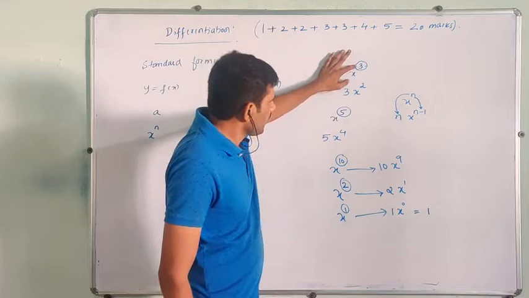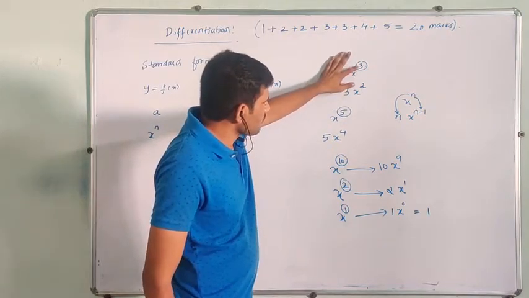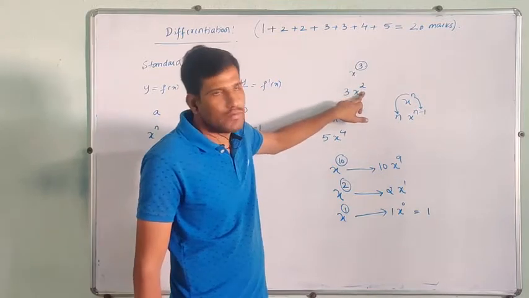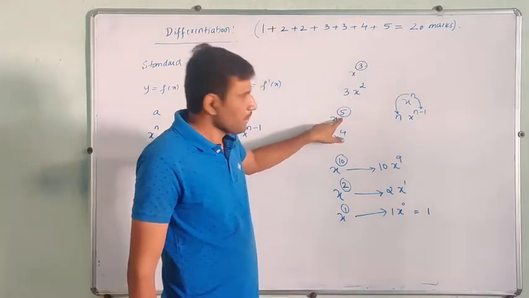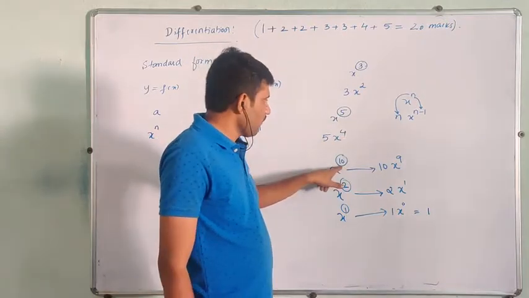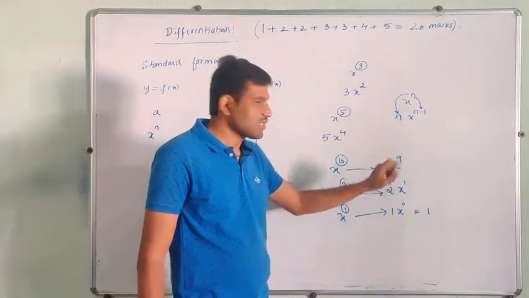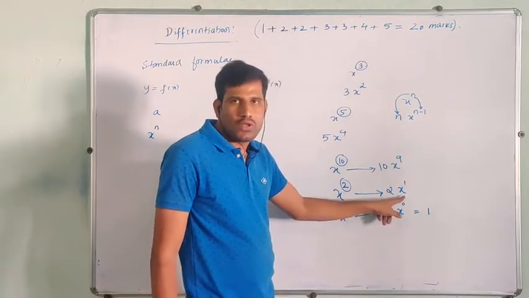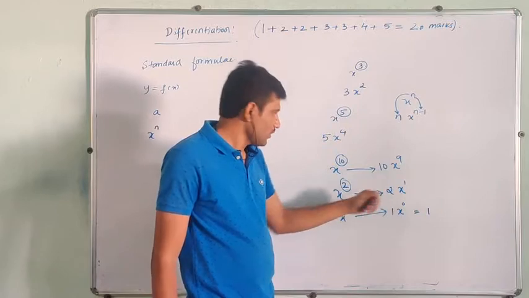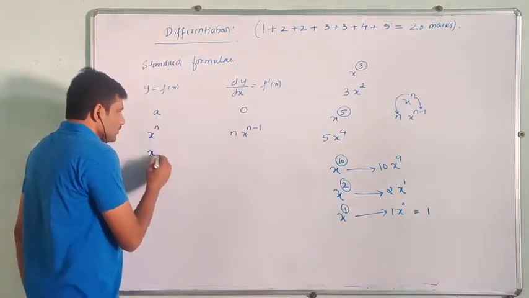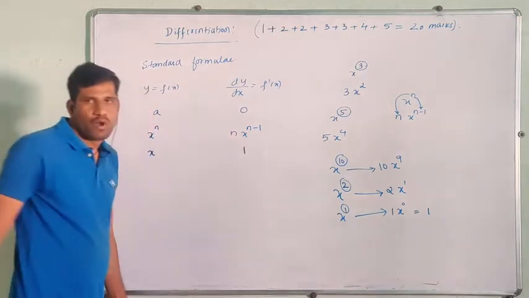Derivative of x cube: 3 will come here, x raised to 3 minus 1, and 3 minus 1 is 2. That power will reduce by 1. So the derivative of x raised to 5 is 5 x raised to 5 minus 1, that is 4. The derivative of x raised to 10 is 10 x power 9. The derivative of x square is 2 x raised to 2 minus 1, that is 1. So the derivative of x is 1.